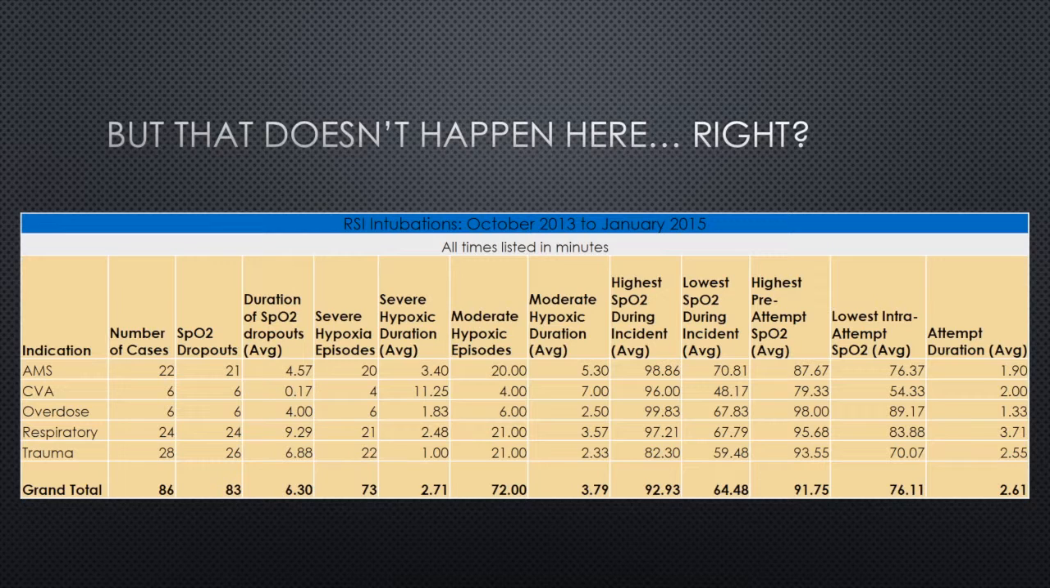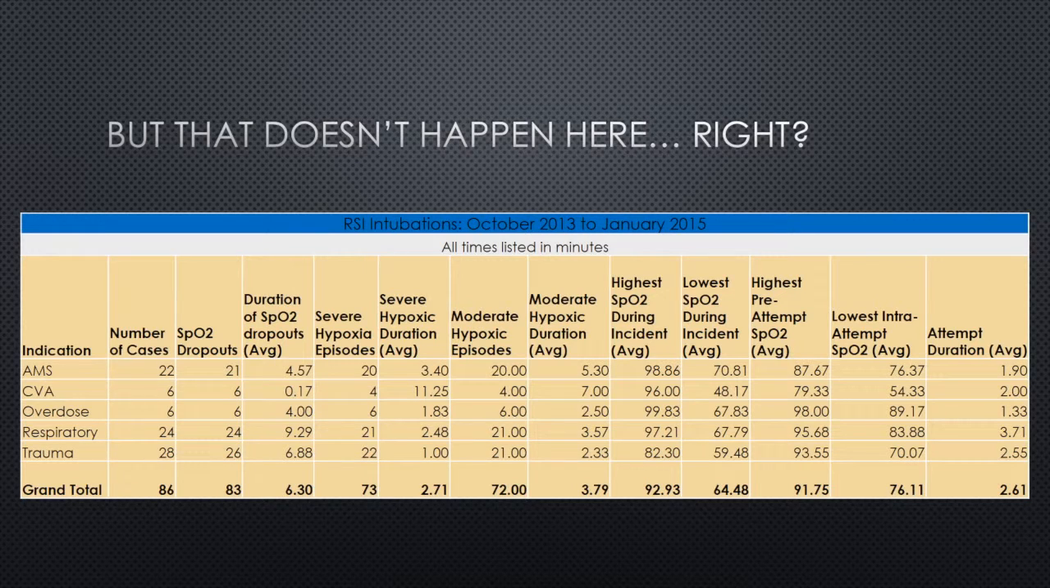All right, so all of that's bad. Let's take a look at what's happening here. To give you an idea of where our data is coming from, this is all RSI intubation, so we're excluding cardiac arrest here. And just to be clear, RSI does not apply to cardiac arrest. All of our RSI intubations between October of 13 and January of 15. We had 86 of them, and these were the categories. So you see 22 altered mental status, 6 strokes, and 28 trauma patients, 24 respiratory patients. 86 cases. We had missing pulse ox data in 83 of them.